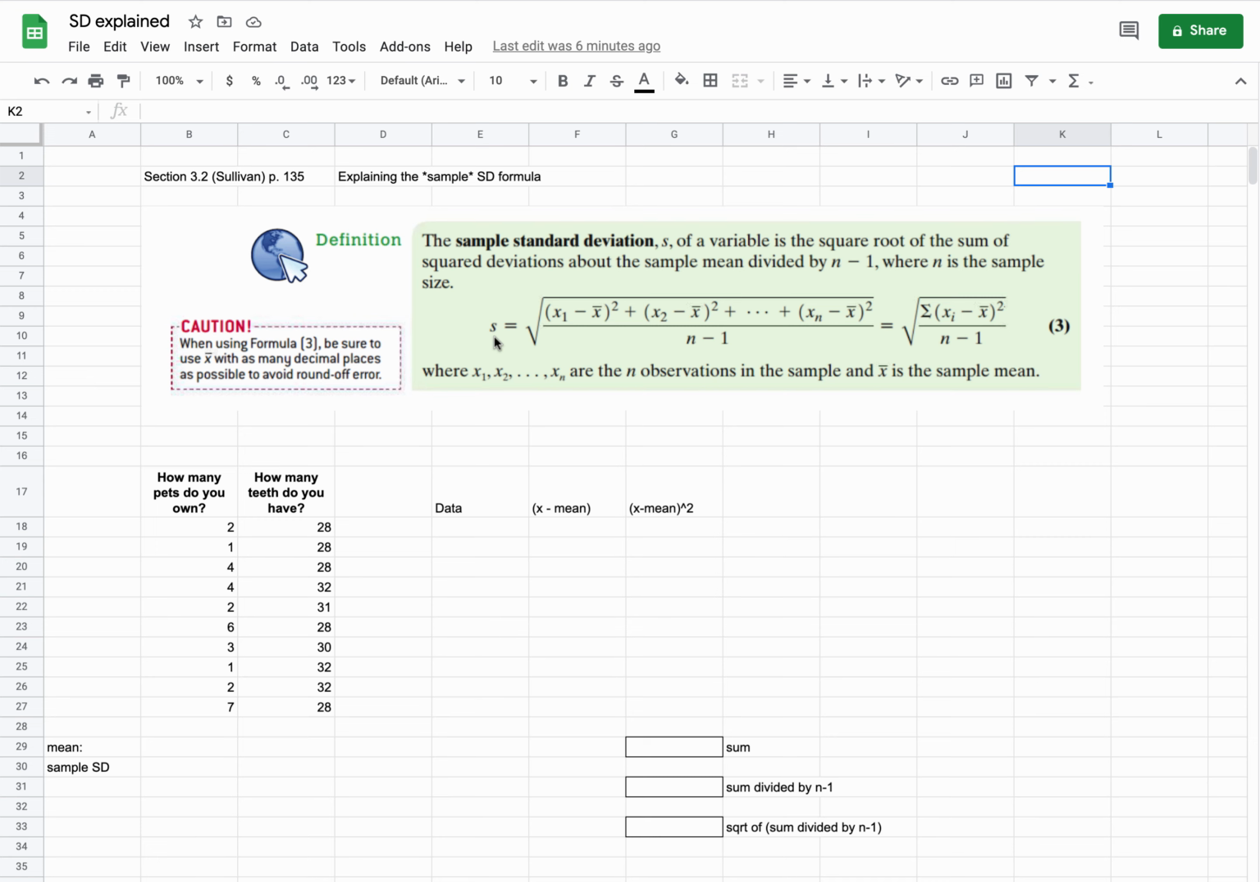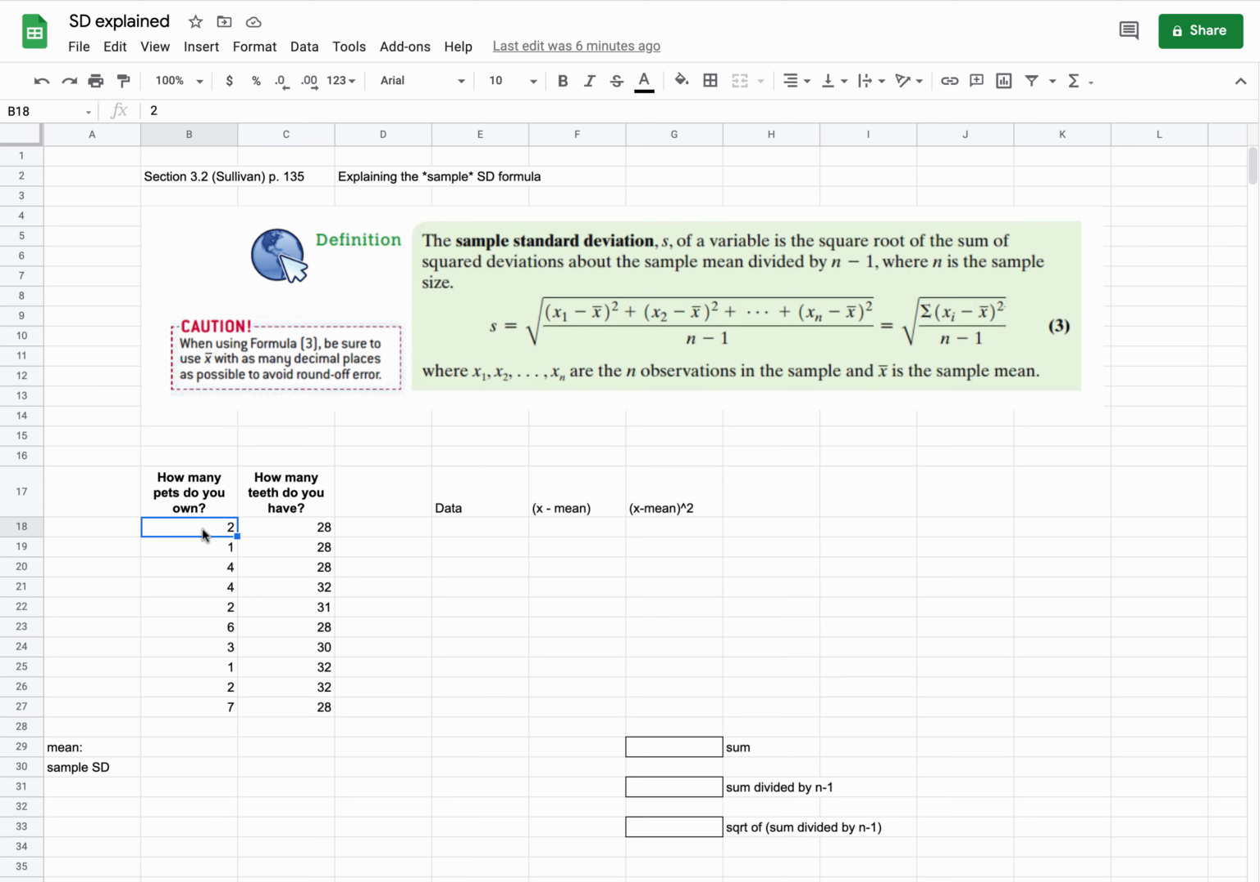I'm going to do this calculation with 2 data sets and give you a comparison to give you a sense of what the standard deviation actually means. First, I have 2 data sets. How many pets do you own? And how many teeth do you have? This was a sample that I'd taken from my classes, and these are actual responses from students. They may or may not have lied, so I don't know.